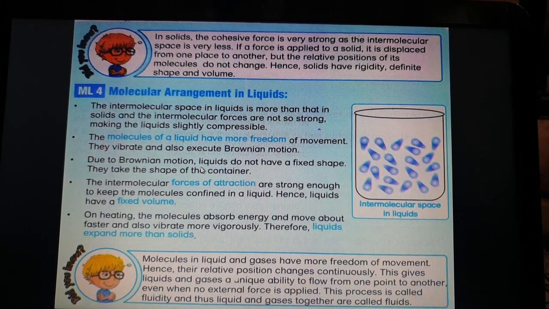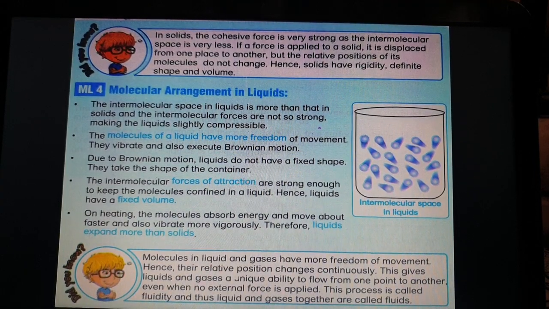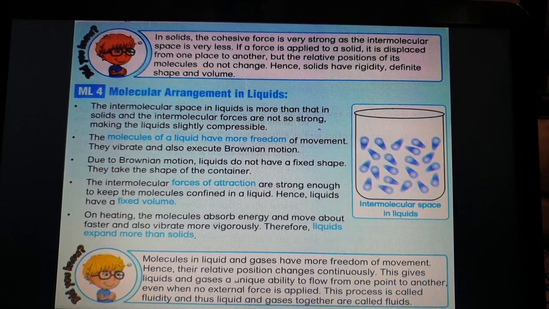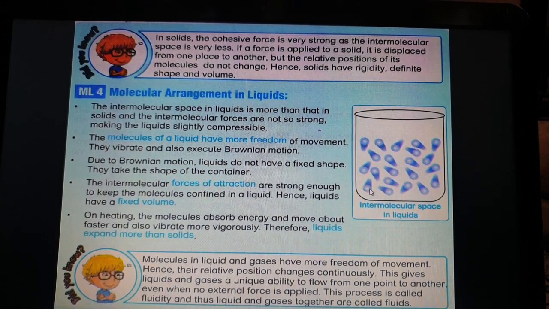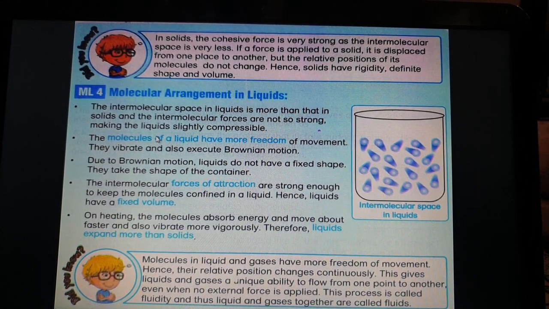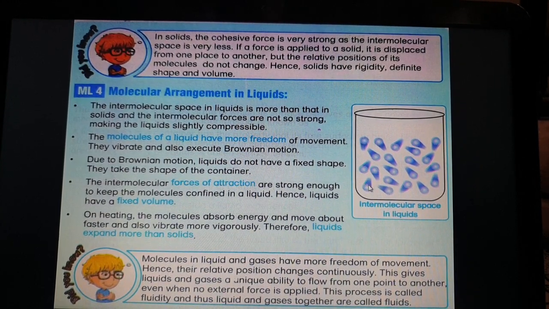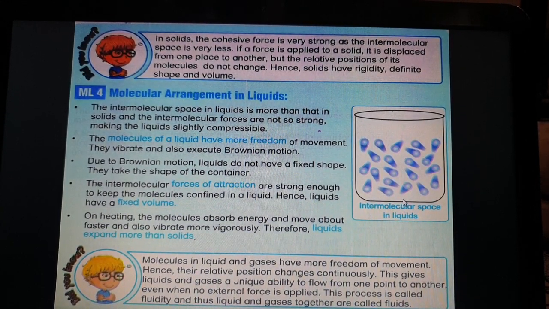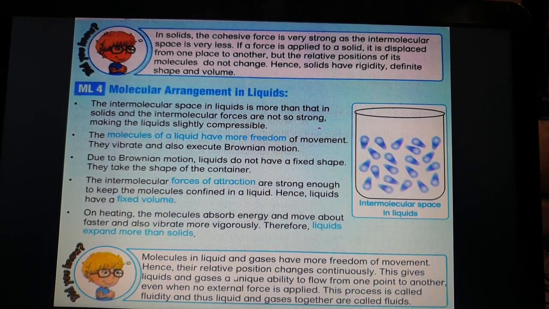So we have studied molecular arrangements in solids and liquids. Once again, let us recall solids. The molecules are tightly packed in solids, whereas in liquids they are freely moving. In solids they have a strong force of attraction, whereas in liquids it is weak. When I start heating these molecules, they gain energy and start moving at a high speed.